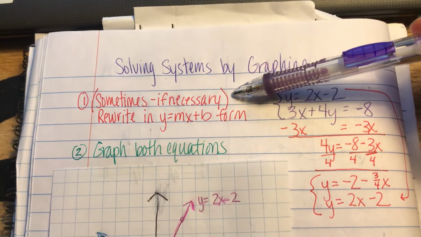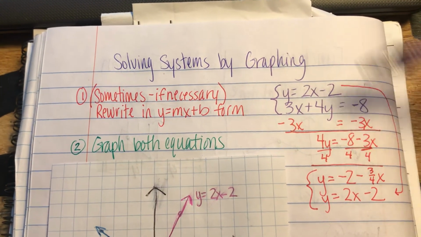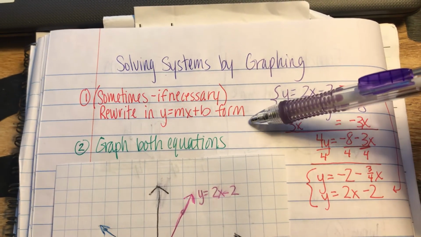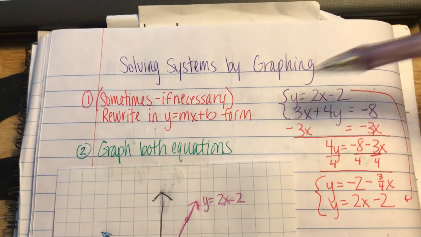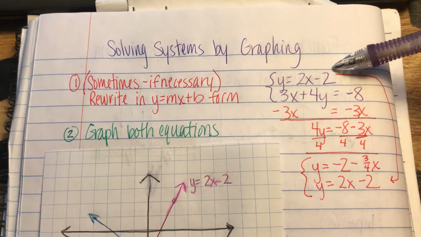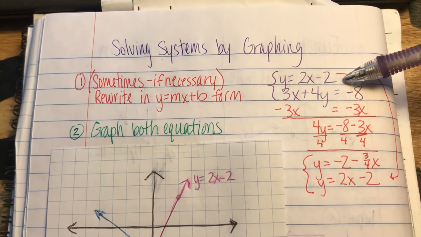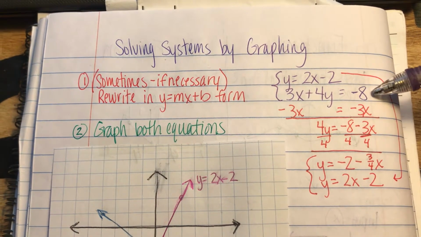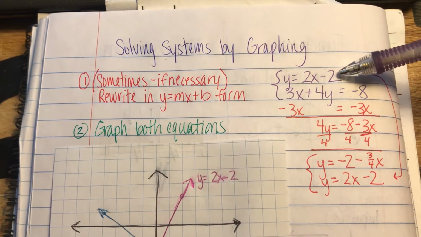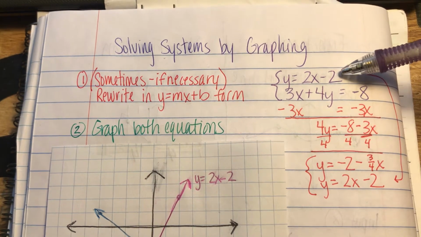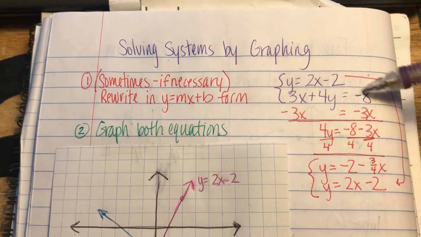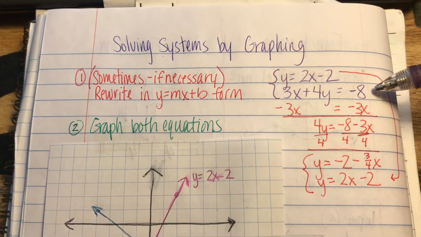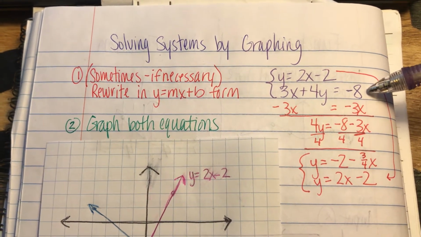The first step is not always necessary, but sometimes you have to rewrite the equations in y equals mx plus b form, or maybe just one of the equations. For the system I've given you right here, y equals 2x minus 2 and 3x plus 4y equals negative 8, you can see the first one is already in y equals mx plus b form, and this one is not. This is in what's called standard form. So we need to rewrite it so that it is in slope-intercept form.